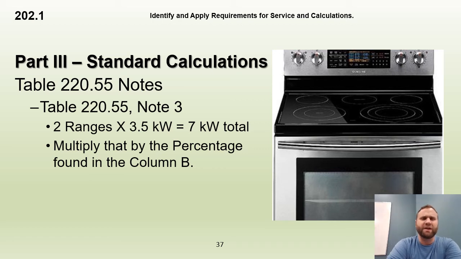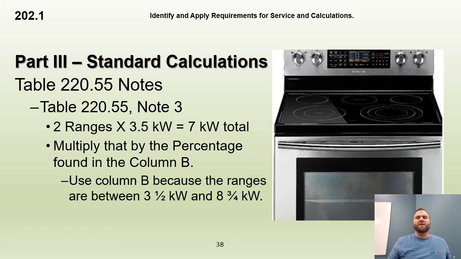Now, why column B? I use column B because the ranges are between 3.5 kW and 8.75 kW. And that's what it actually says at the very top of column B. Column B is used for anything between 3.5 kW and 8.75 kW. And column A is actually used from anything from 1.75 kW, but not 3.5 kW, just between those two.